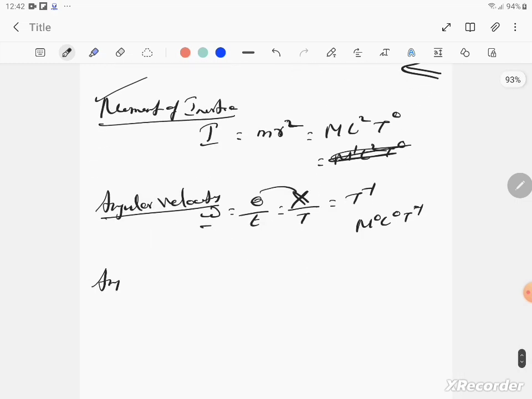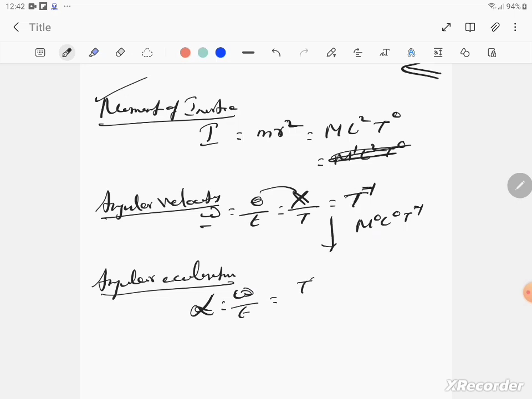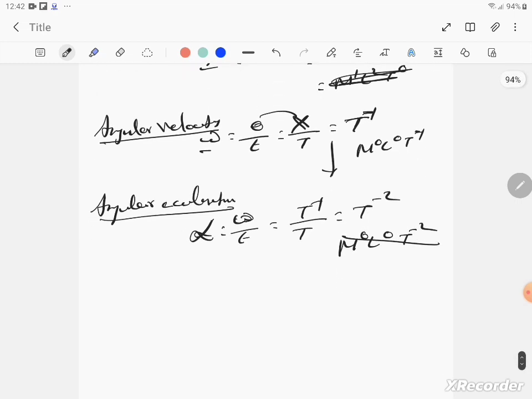Then there is angular acceleration. Angular acceleration is represented by alpha, which is angular velocity by time. Omega itself is t to the power minus 1 from previous, and t to the power minus 1 by t will become t to the power minus 2. Therefore, you can also write it as m to the power 0, L to the power 0, t to the power minus 2, or leave it like that as t to the power minus 2.